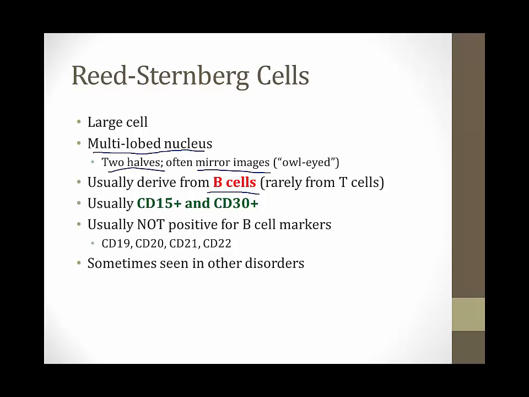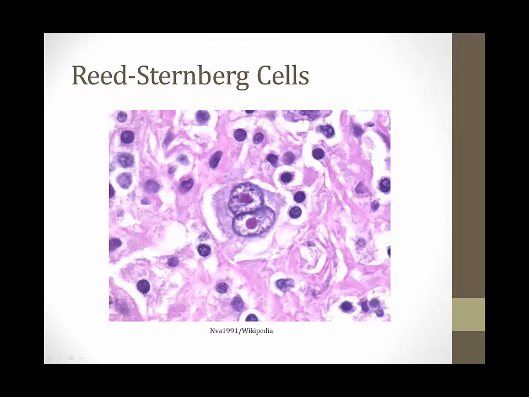The Reed-Sternberg cells have very unusual markers. They are positive for CD15 and CD30. They are not positive for the standard B cell markers like CD19, CD20, and CD21 and 22. These markers are found on normal B cells, but they're not found on Reed-Sternberg cells. Instead, Reed-Sternberg cells have these two unusual markers, CD15 and CD30. And although Reed-Sternberg cells are the hallmark of Hodgkin lymphoma, they're also sometimes seen in other disorders. Here's a picture of a Reed-Sternberg cell. You can see that the nucleus is split into two halves and it looks like the eyes of an owl. You can find many, many pictures of this in pathology textbooks and online. You should become very familiar with it before Step 1.